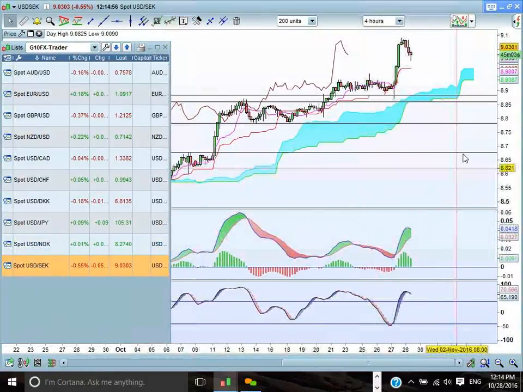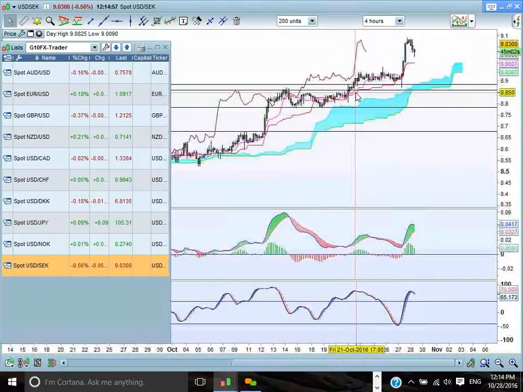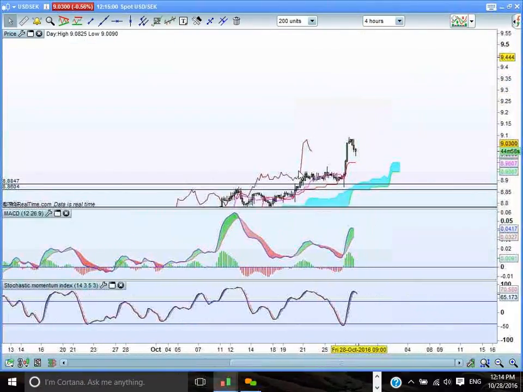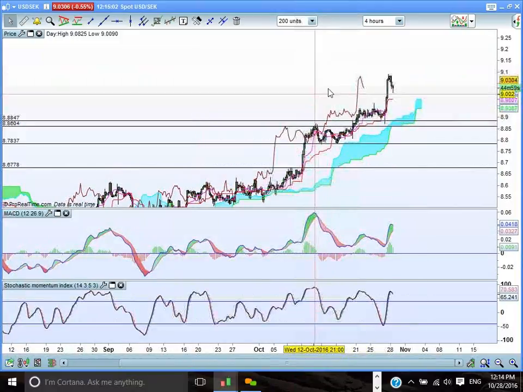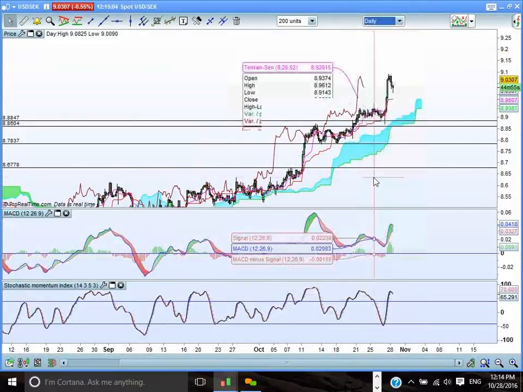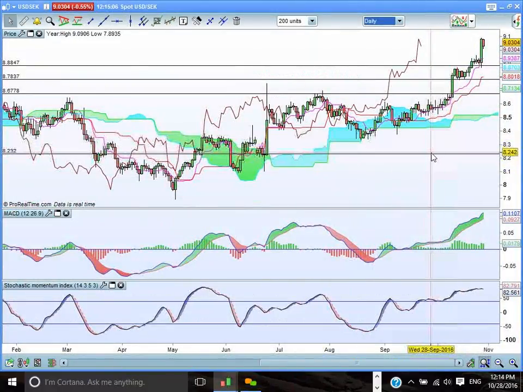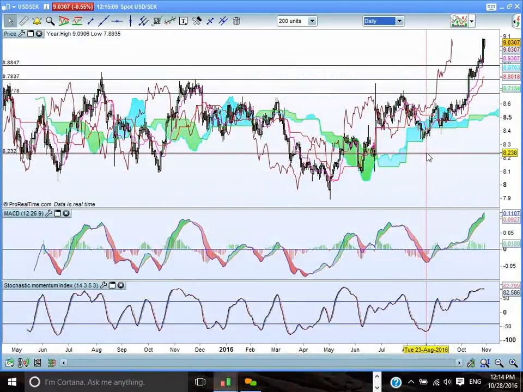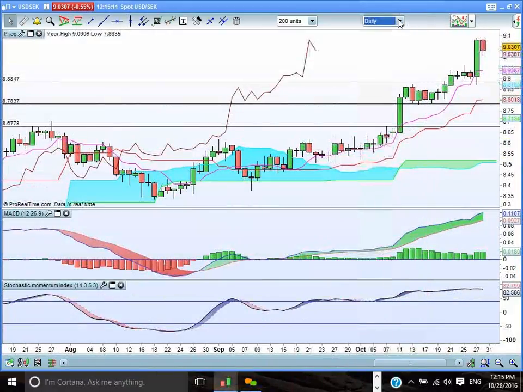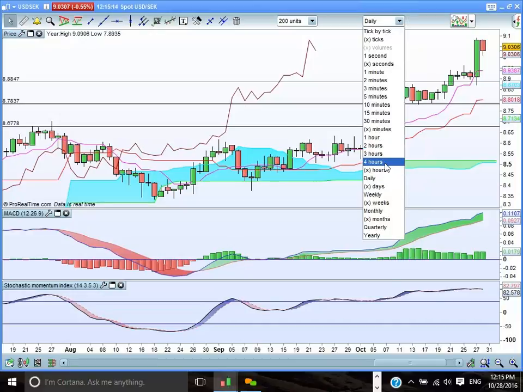US dollar SEK, the last one, ripe for consolidation here, encountered quite significant resistance. I'm just trying to figure out where that old resistance comes from. I go to the daily. Yeah, ripe for a bit of a consolidation here, you can see. It needs that pullback, and on an hourly chart, we are busy with that.